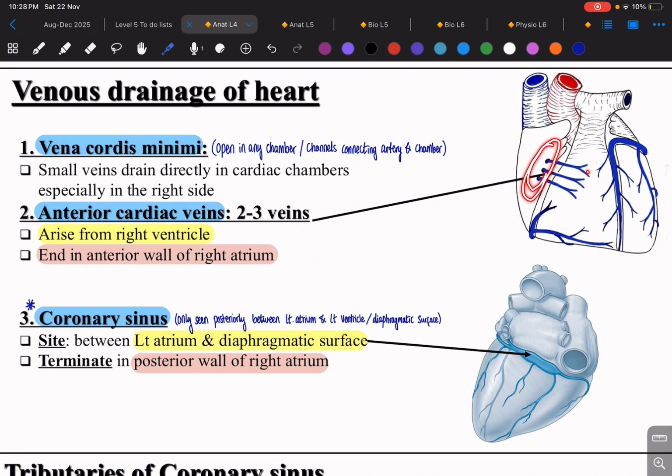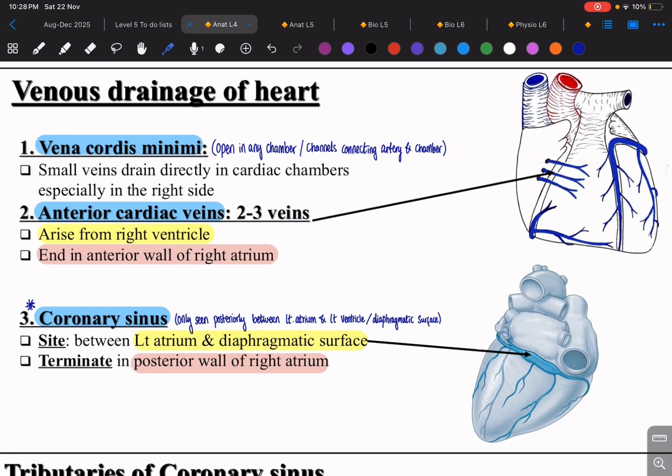They come out from the right ventricle and go to the anterior surface of the right atrium. It's all on the right side. They go from the right ventricle to the right atrium. Okay? Right ventricle to right atrium. There are sometimes 2 or 3 veins, and they run in a parallel arrangement. So we're done with these 2 veins.